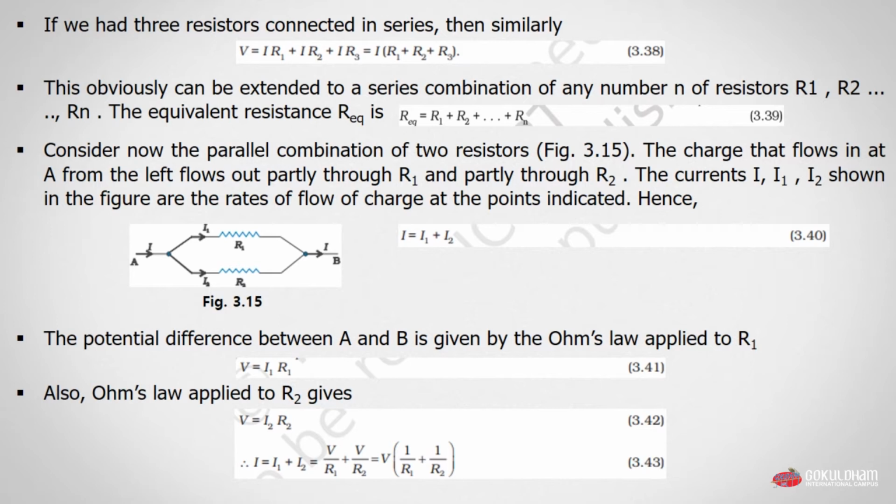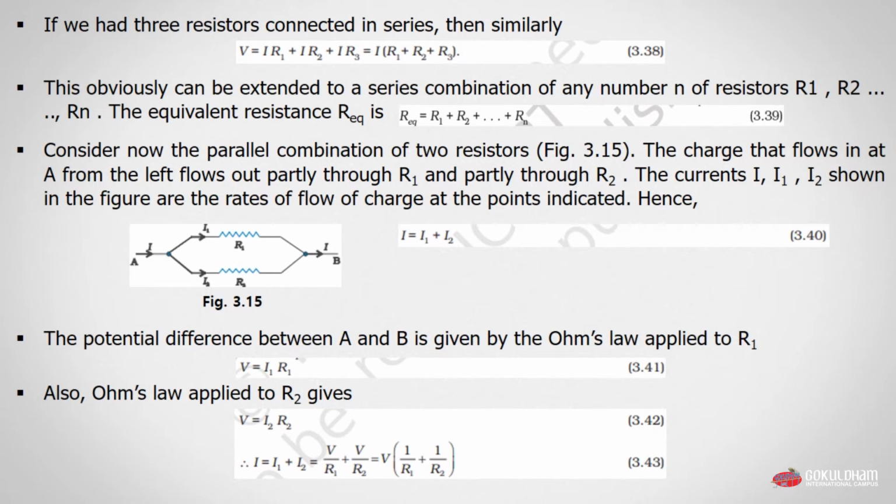And now consider a parallel combination of two resistors as shown in 3.15, which you have already seen previously. The charge that flows in at A from the left flows out partly through R1 and partly through R2. Means the charge flowing into this combination flows partly through resistor R1 and partly through resistor R2, and the currents I1 and I2 shown in the figure are the rates of flow of charge at the points indicated, and hence we have I equals I1 plus I2, which is our equation 3.40.